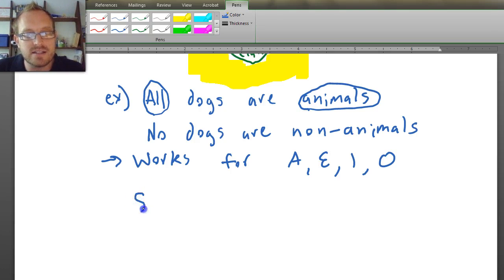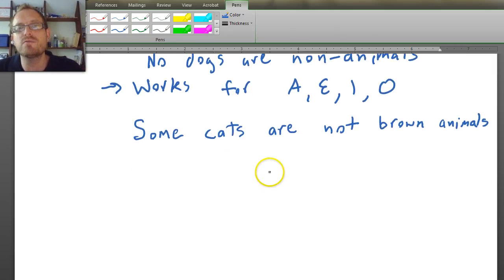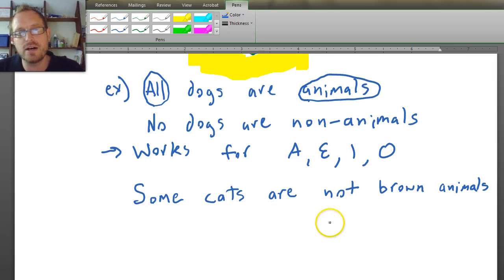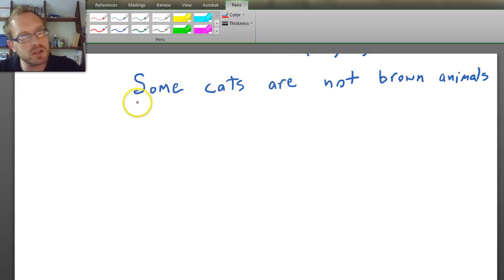What if I said that some cats are not brown animals? Let's just say that. That's our statement. Some cats are not brown animals. So how would I avert this statement? Now, that was an A statement. This is an O statement. So how would I do this? Well, remember, first I have to change the quality, not the quantity.